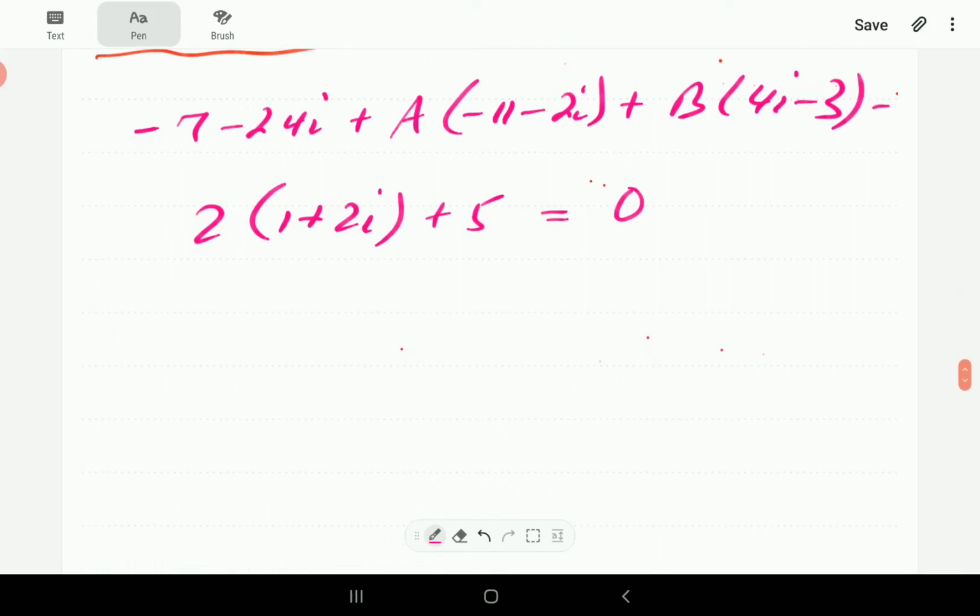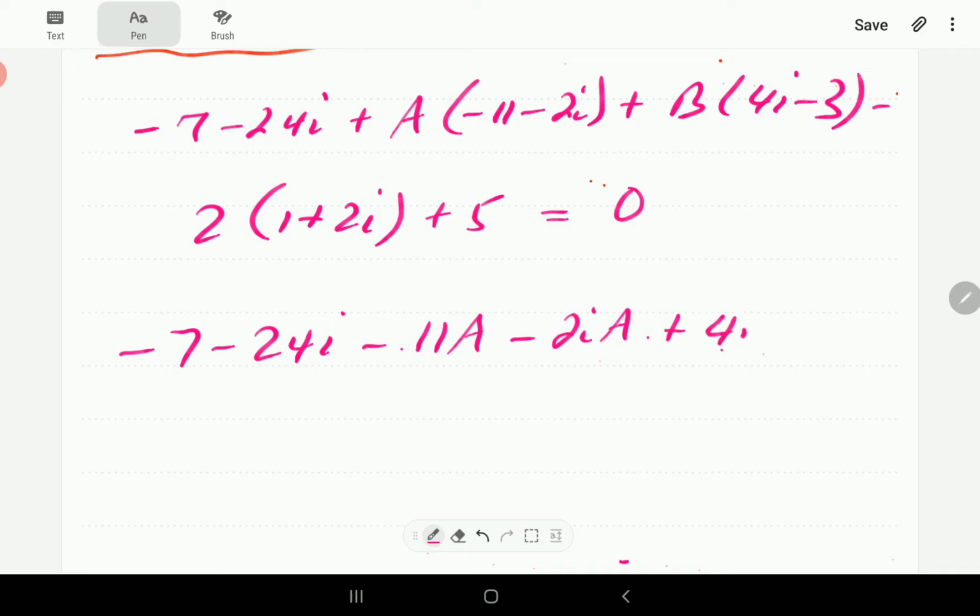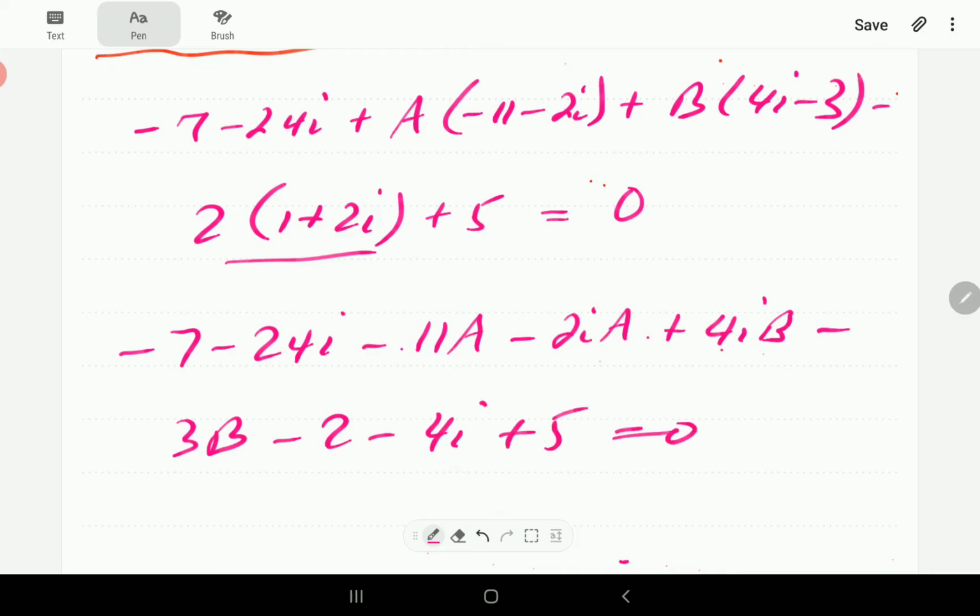So what we're going to do now is we're just going to remove brackets and simplify. So when we do that, we've got minus 7 minus 24i, that's going to be minus 11a minus 2ia plus 4ib minus 3b, and then from here minus 2 minus 4i, and then plus 5 equal to 0.